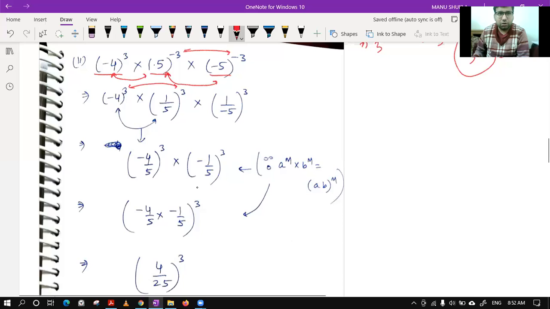Okay. What I have done is I am trying to make the powers same of the first two terms. Here it is plus 3, here it is minus 3. So what I have done is I have written the number as 1 upon 5 and made the power positive.